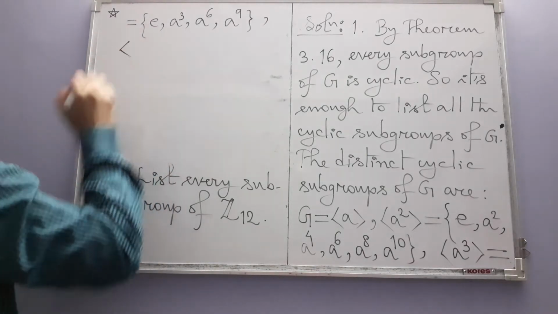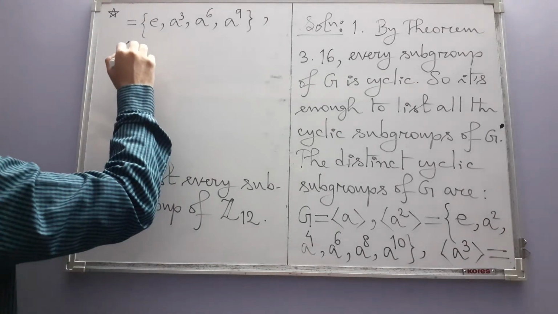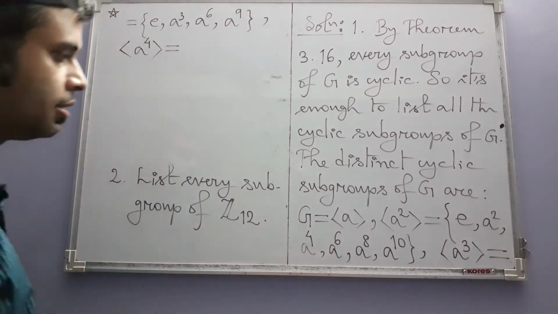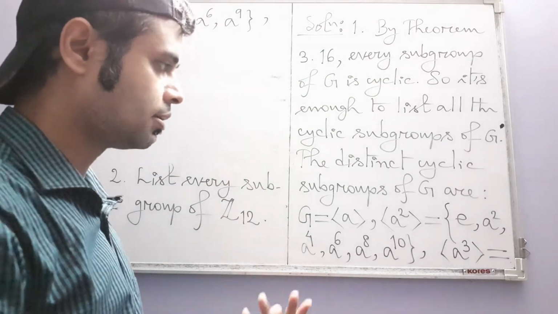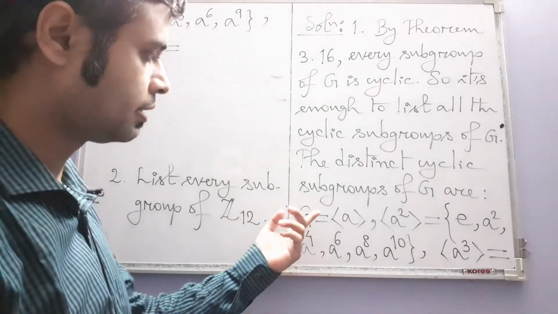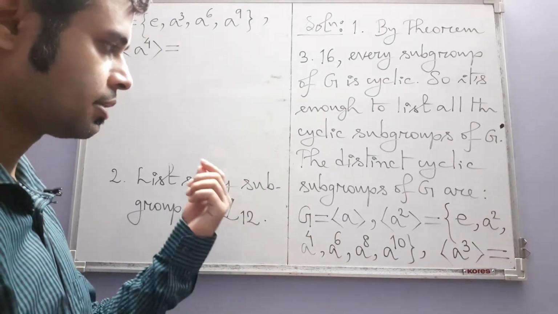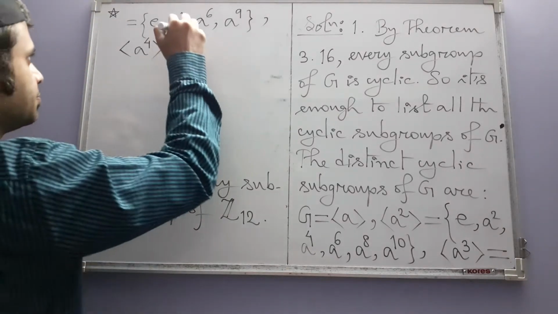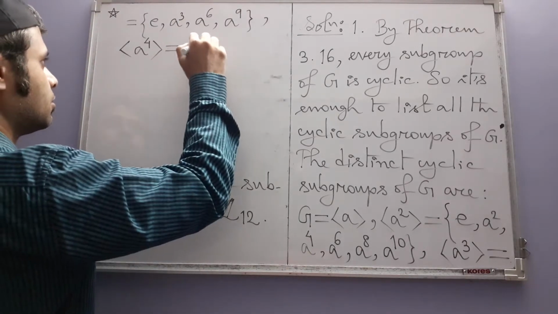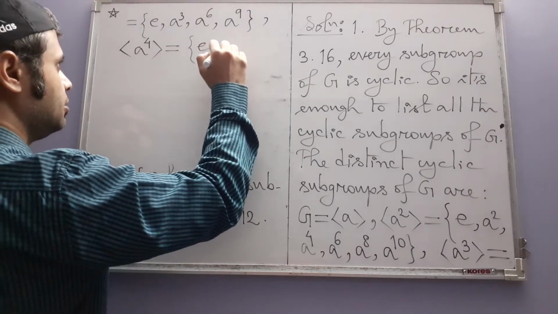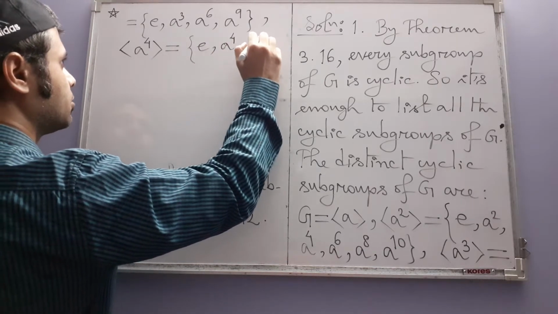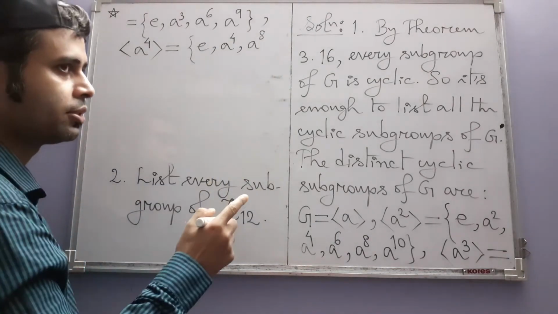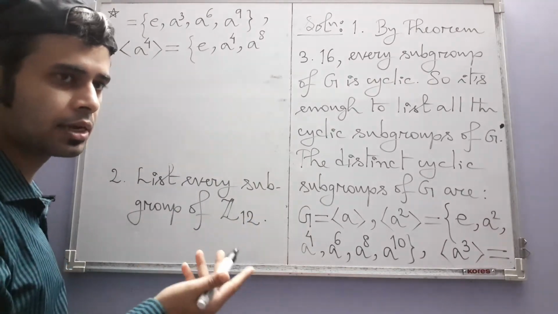Then we have A to the power 4. So you can see that we are going on considering all the cyclic subgroups generated by the elements that G has, that is A, then A squared, A cubed. Now we are considering A to the power 4. For A to the power 4, the elements are E, A to the power 4 and A to the power 8, because the next one, A to the power 4 whole cubed, again gives us identity because it's A to the power 12.